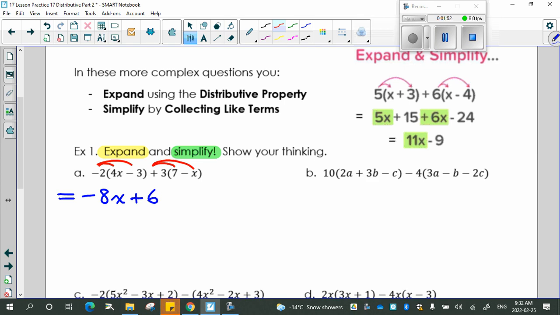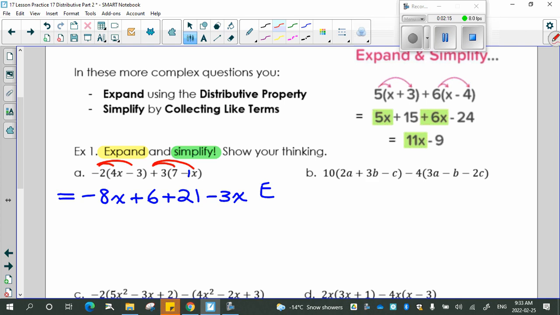Good. Next one? And then you do plus 3 times 7, which is 21. Yep. And plus 3 times negative x. Yep. Which is negative 3x. So remember that one there, 3 times negative 1x is negative 3x. So that's your expand step.